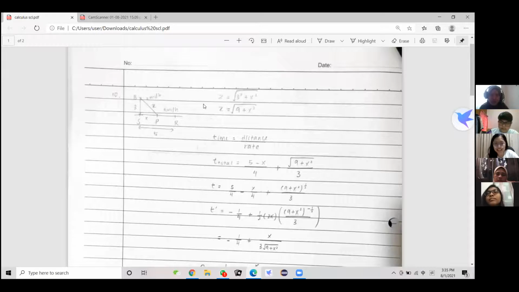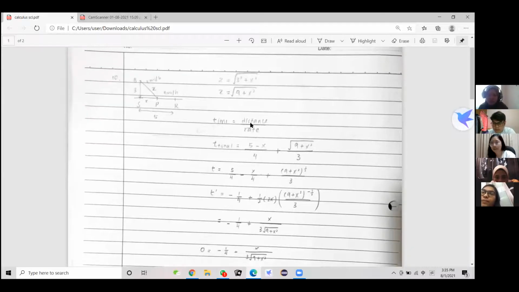So the distance is x, because the total distance from the shore to the restaurant is 5 miles, and from the boat to the shore is 3 miles. So I want to find Z. I just use the trigonometric function, the square root of 3 squared plus x squared, so I can find Z. For time, it is distance over rate.